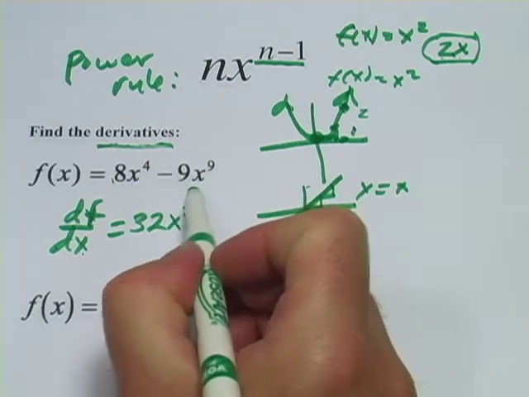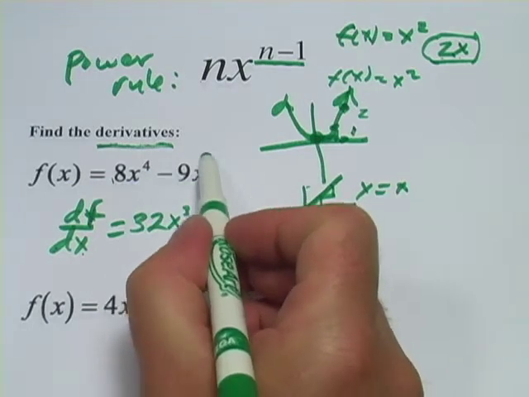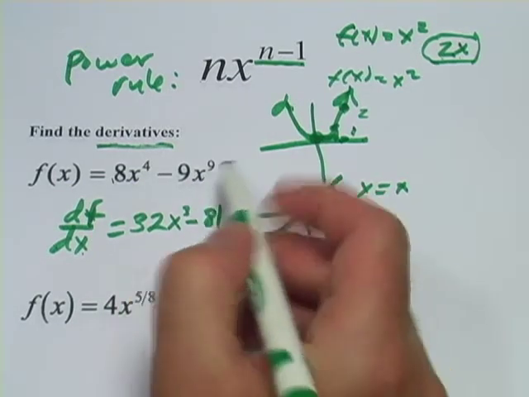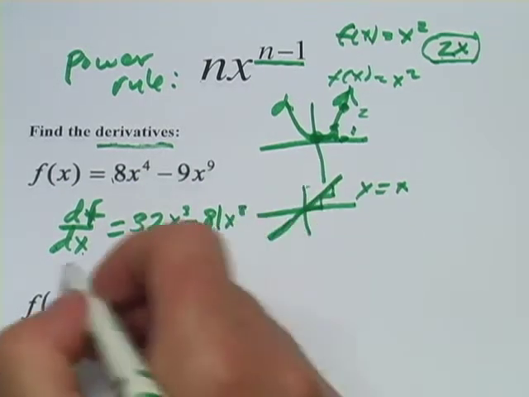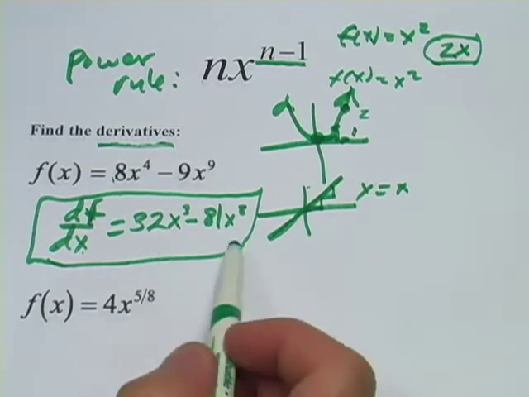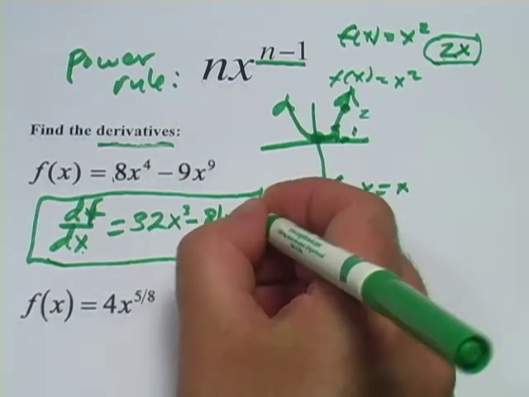And I do the same with this piece here. So 9, bring it out in front as a constant. 9 times 9 is 81. And subtract 1 from the power. So our answer there is the derivative of f of x is 32x to the third minus 81x to the eighth.